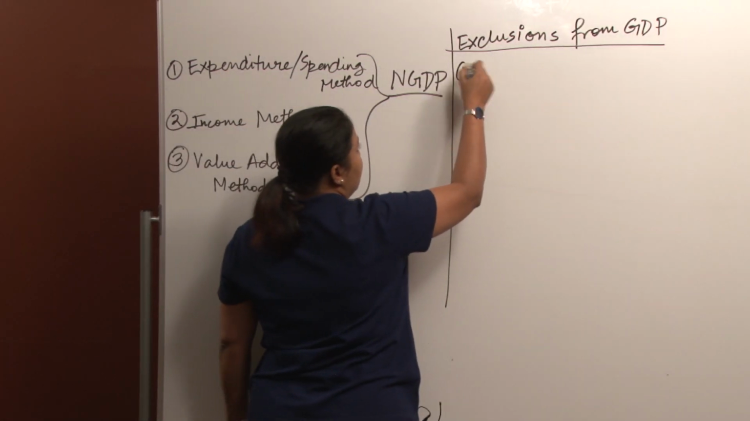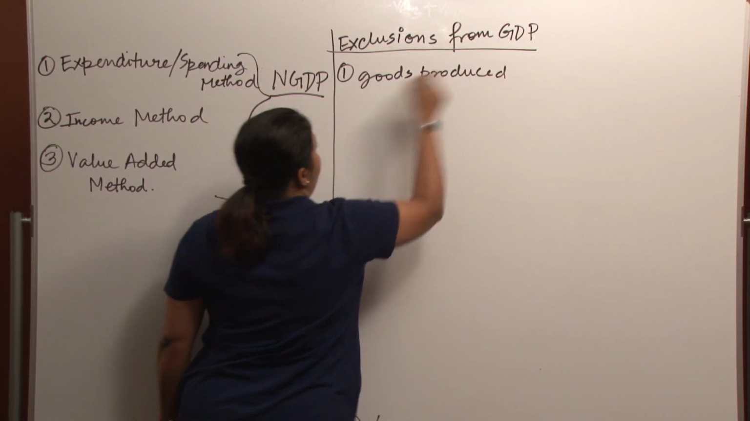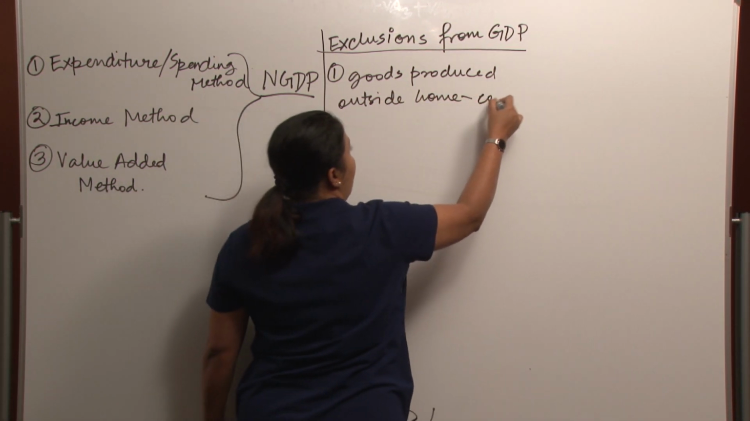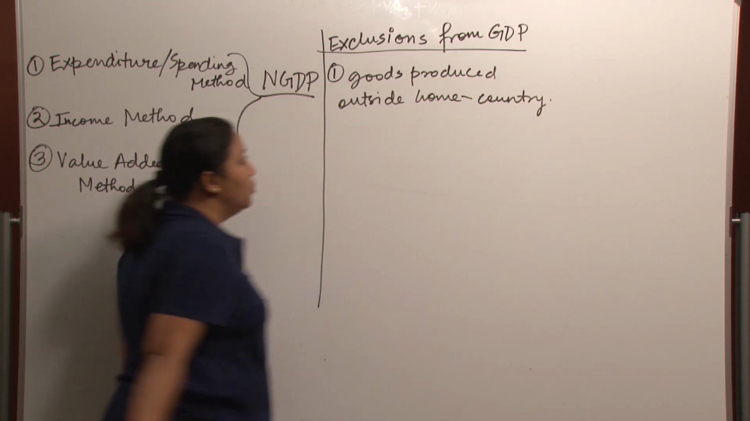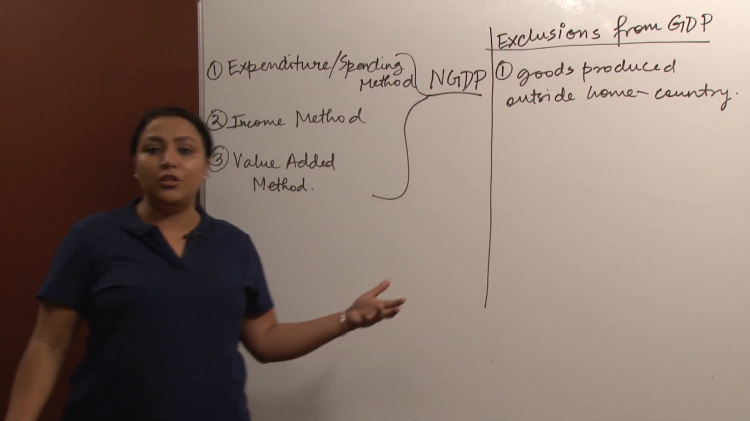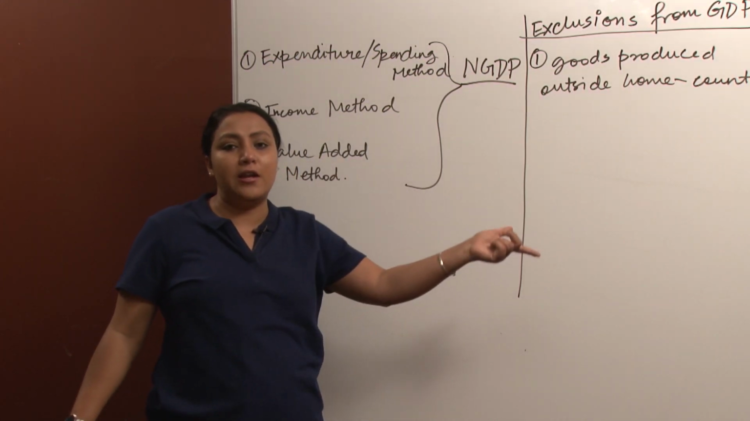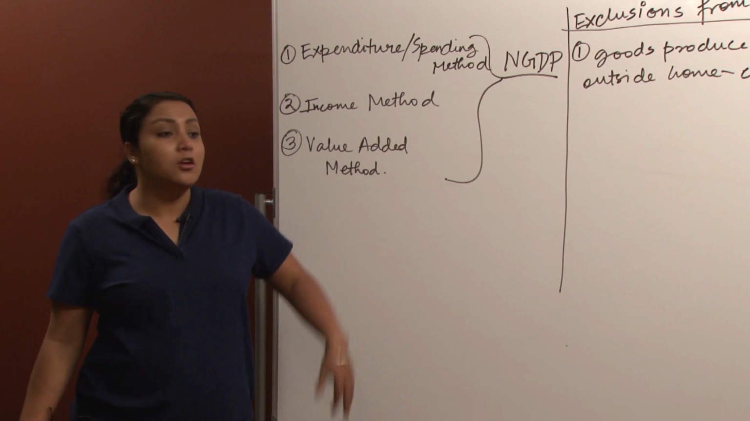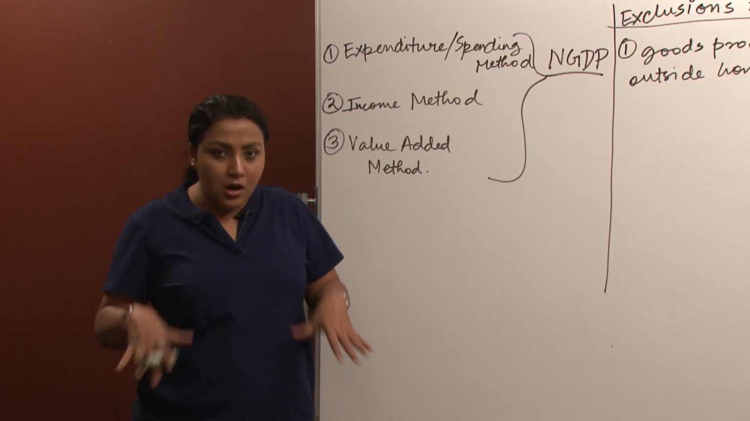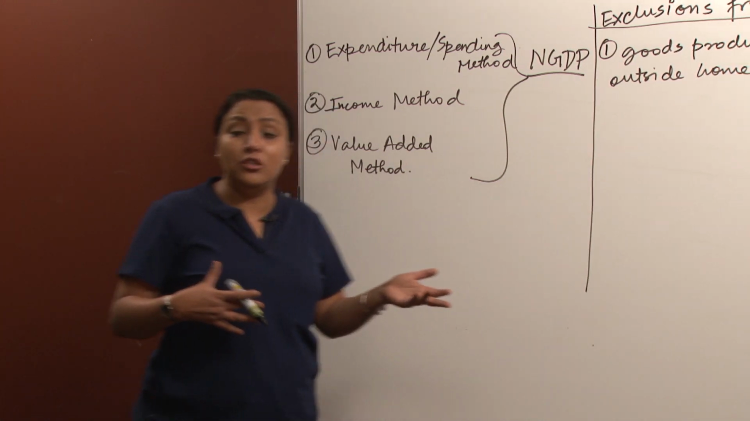So, first you exclude goods produced outside the home country. So, in this case our home country is United States. So, that means you exclude all goods that were produced outside United States. Nothing goes into the GDP of USA if it was produced outside. It may be sold in USA, but if it was produced outside USA, then it is not included in US GDP. So, any goods that are made in China, made in India, made in Philippines, they may be sold here, they may be bought by US citizens in United States, but they do not get included in the GDP of United States.